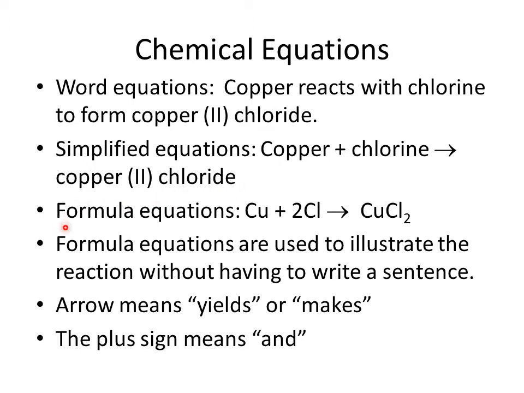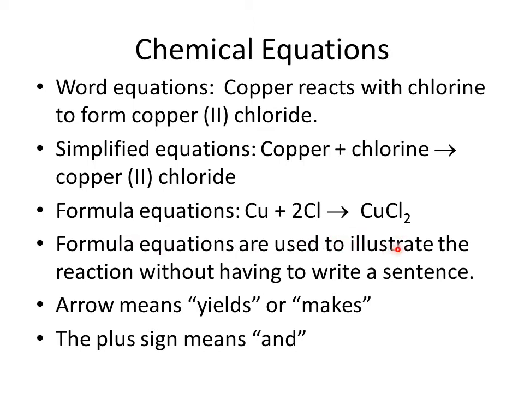And then the final form is the most typical form in chemistry, which is the formula equations, where you use your chemical formulas and symbols to represent the compounds and the elements that are coming together to have the reaction occur. This in chemistry means the exact same thing as this whole sentence here. So the way that chemists would say this is copper and chlorine yields copper 2 chloride, or sometimes they would say copper and 2 chlorine atoms yield copper 2 chloride.